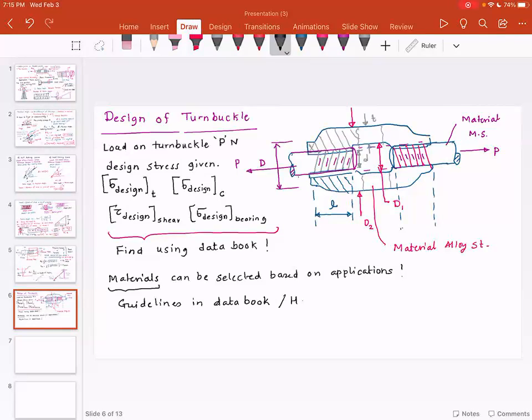Or it's also called as machinery's handbook, or it's also called as design data. So you have to select appropriate material and stresses.